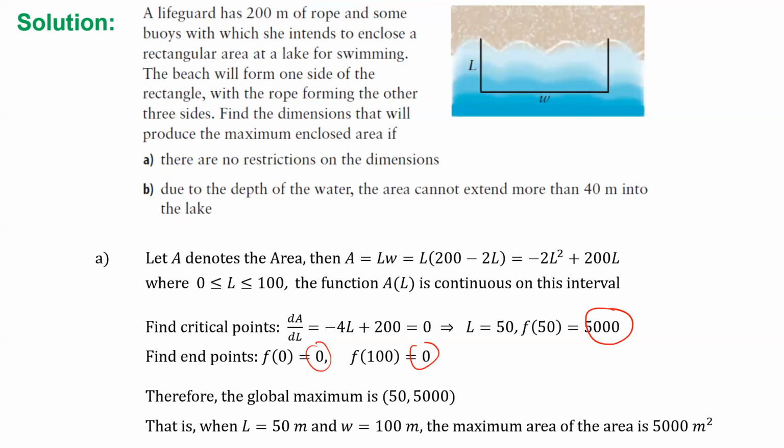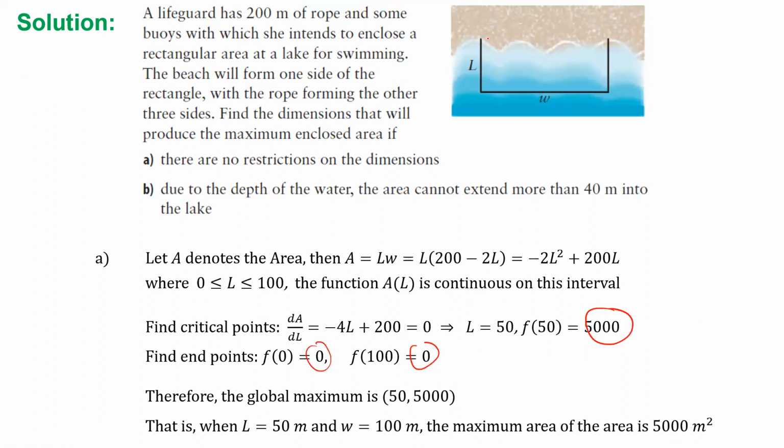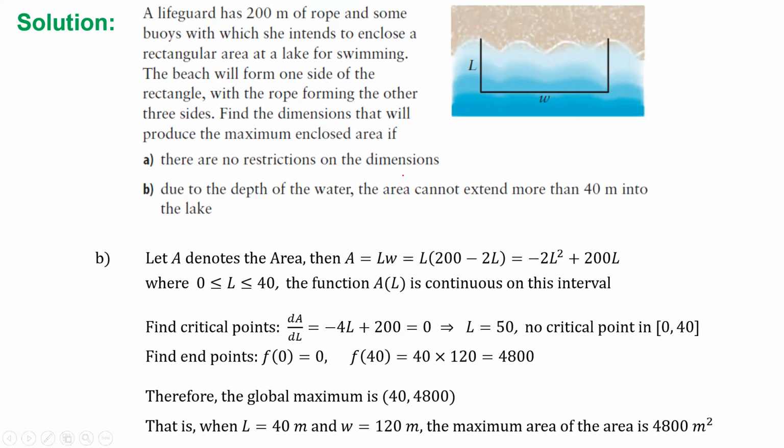Okay, so let's consider question B. What's the difference between A and B? In question B, there is a limitation. That means your length L here cannot exceed 40 meters, because it states here the area cannot extend more than 40 meters into the lake. Therefore, you can use a similar method.